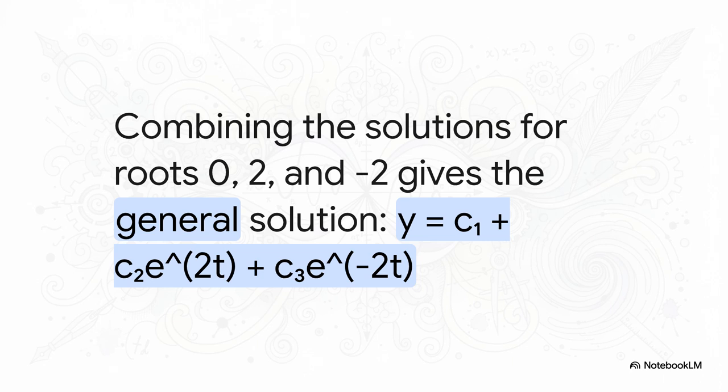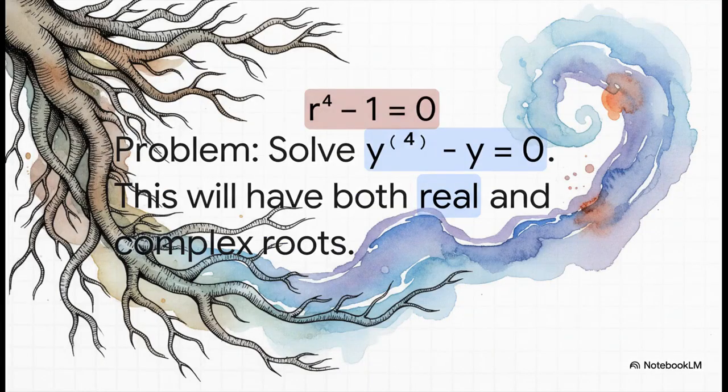So now we just plug those roots into our first decoder ring formula. The root 0 gives us e to the 0, which is just 1, so that's our constant, c1. The root 2 gives us c2 times e to the 2t, and the root negative 2 gives us c3 times e to the negative 2t. We just add them all up with some arbitrary constants, and that's our general solution. Done. All right, ready for example number 2?